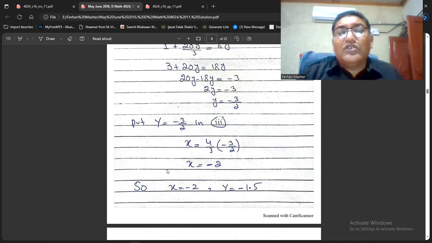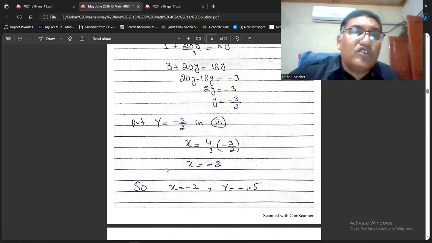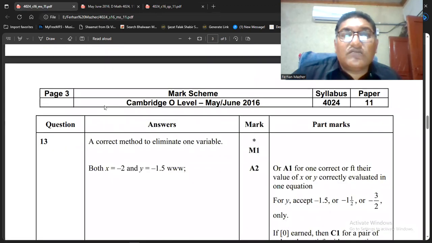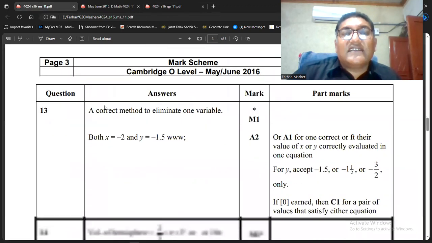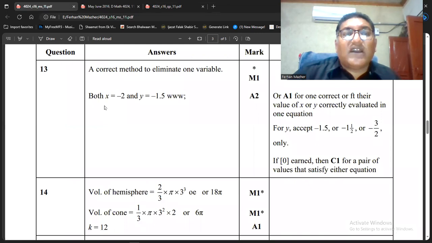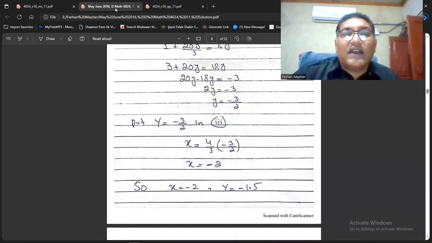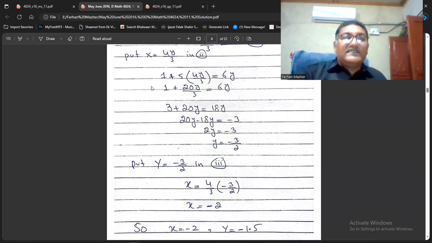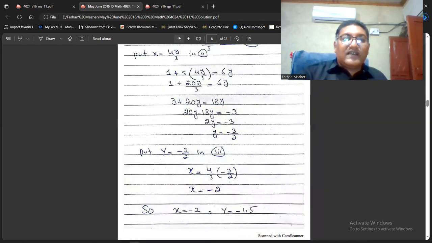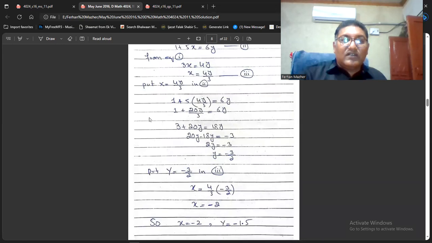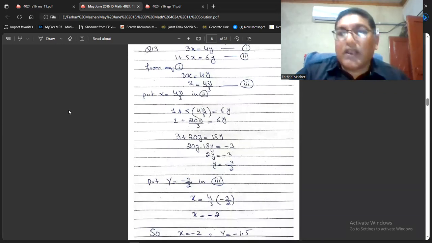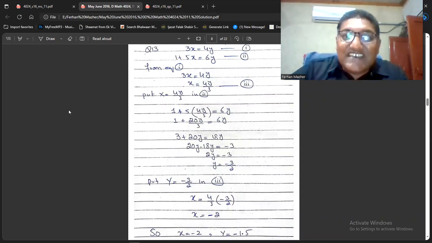So the x value is minus 2 and the y value is minus 1.5. Let's first of all check. And that is question number 13. The x value is minus 2, y value is minus 1.5, minus 3 by 2, minus 1.5 is the same thing. So my dear students, let me reduce the size so you can see the whole question. This is the whole question which is showing up on your screen.